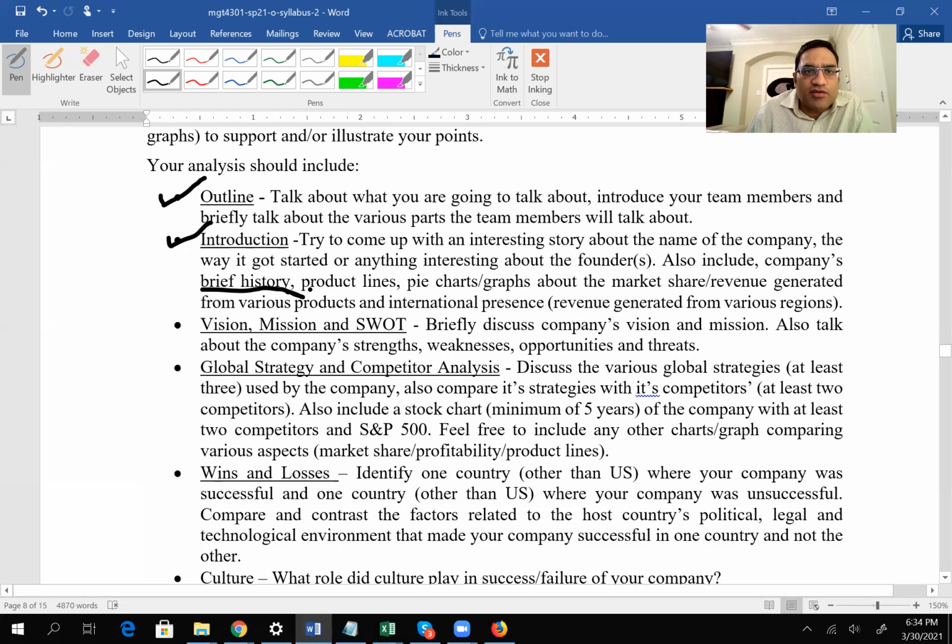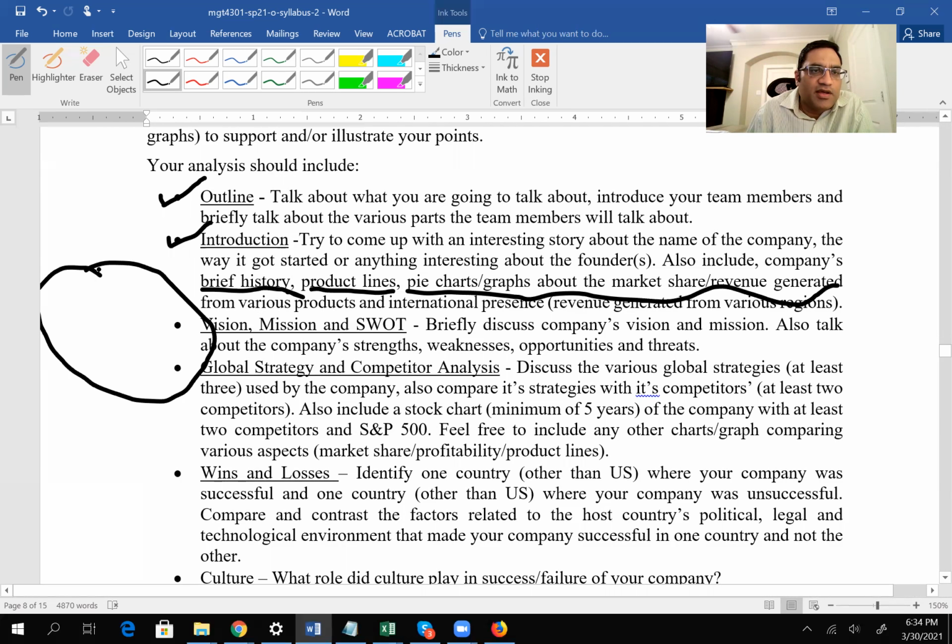And these two pie charts are important. Product lines, pie charts about the market share and the revenue generated from various products. Okay, so let's say this is your pie chart about products. Yeah, my drawing is really awesome, so it looks more like a potato. But anyway, this is the pie chart. Let's say the company has 4 products. So you could say they make this much money on product A, this much on B, this much on C, and this much on D. So that's why it's important to talk about product lines.